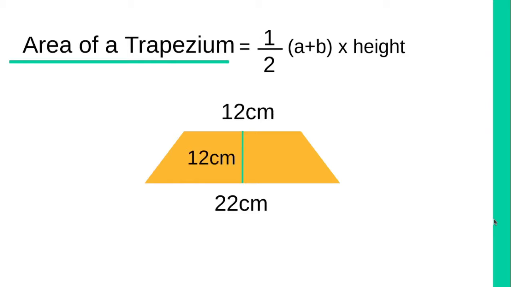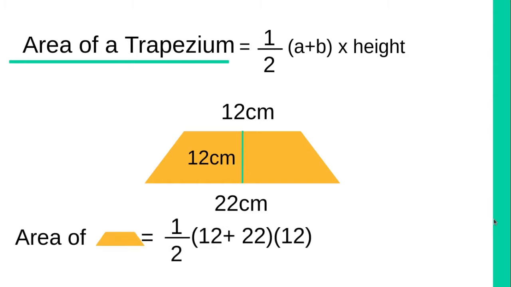For example, if the height and short side measure 12 cm and the long side measures 22 cm, then using these values in the formula, we get that the area of the trapezium will be 1/2 times 12 plus 22 times 12. 12 plus 22 is 34, so 34 times 1/2 is 17. So the area will be 17 times 12, which is equal to 204 squared centimeters.